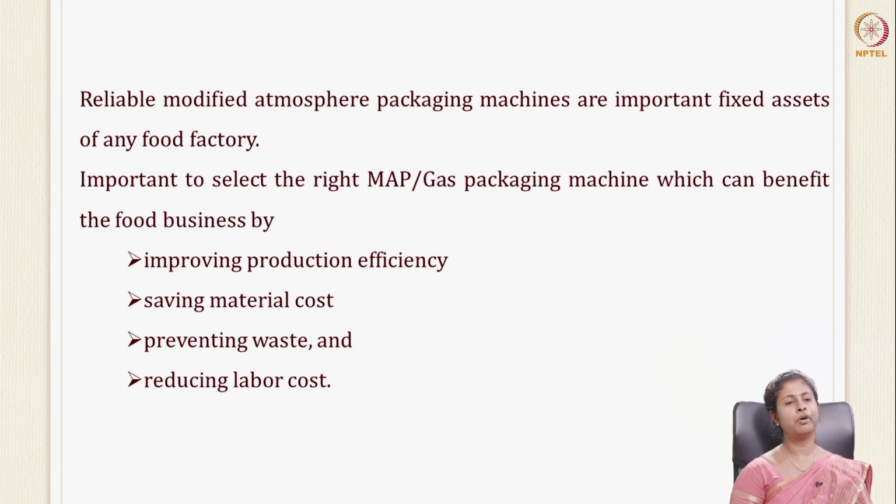So, reliable modified atmospheric packaging machines are important assets in the food industry. These modified atmospheric packages, I told you, include your vacuum packaging also. Gas packaging is another type of modified atmospheric packaging. But when you select the right type of machine, it has a lot of benefits to the food business. It can improve the production efficiency. Number two, it can save the material cost. It can prevent waste and reduce the labor cost.